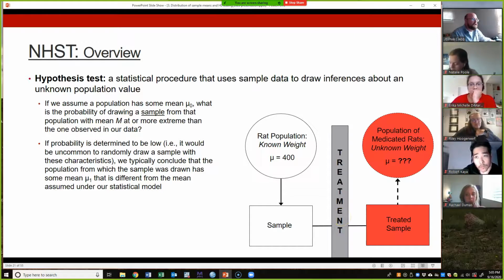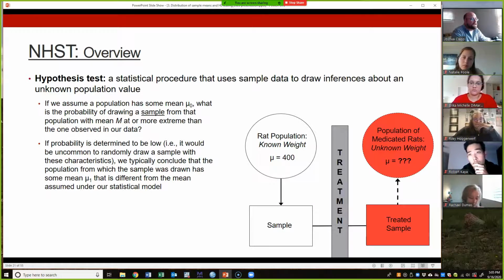Okay, so again, remember that anytime, Natalie, are we ever really interested in our sample? Exactly. Okay. So when we're talking about hypotheses, our hypotheses are always about a population. They're never about the sample.